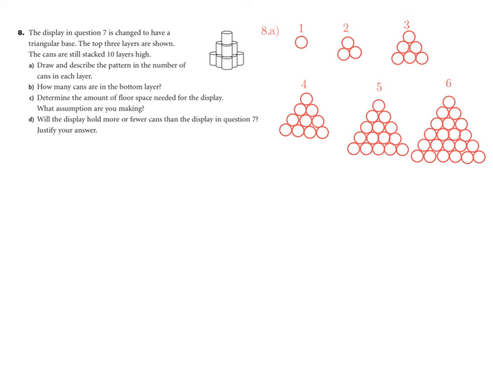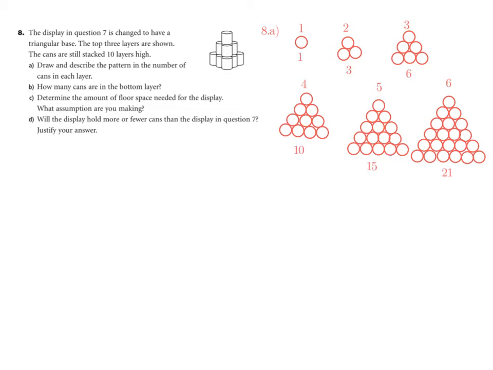All right, the display in question 7 is changed to have a triangular base. So the top 3 layers are shown, and we want to draw and describe the pattern in the number of cans in each layer. This one's a bit trickier than the other one, but let's do it. Layers 1, 2, and 3 are given. Layer 4 looks like this, then 5, 6, and so on. So let's look for a pattern here.